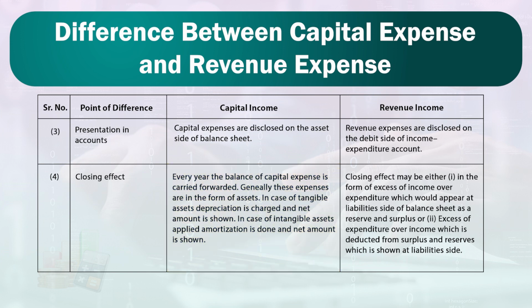In case of revenue expenses, closing effect may be either 1. In the form of excess of income over expenditure, which would appear at the liability side of the balance sheet as the reserves and surplus, or 2. Excess of expenditure over income, which is deducted from the surplus and reserves, which is shown at the liability side.